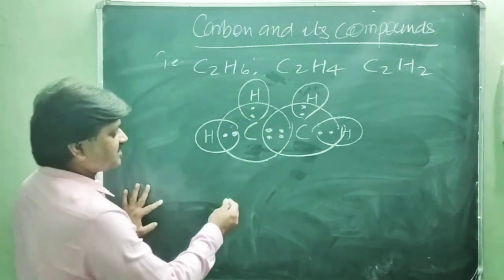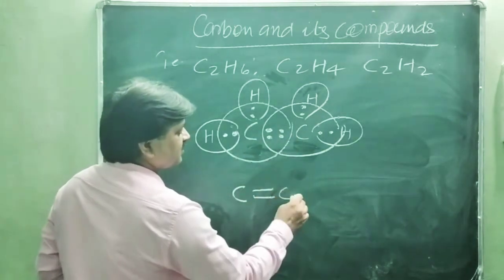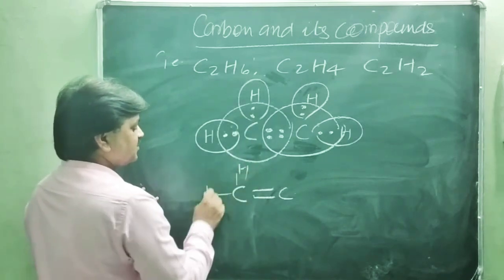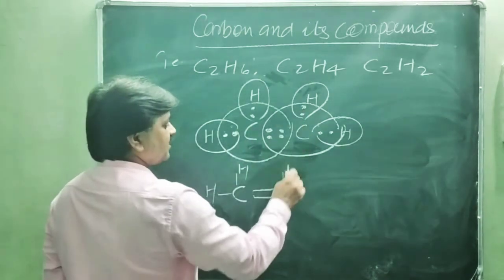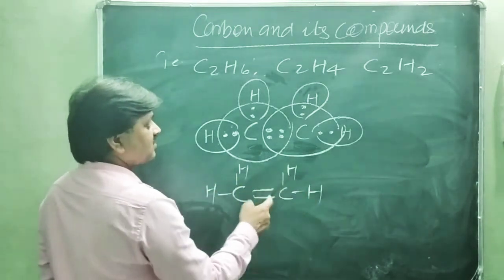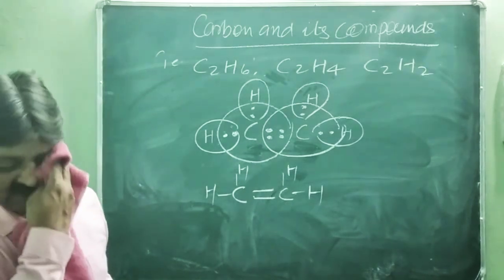So what is the bond structure? The 2 carbons share 2 electrons with each other, so there is a double bond between them. 1 electron is shared with hydrogen, so 1, and this is 1. This is hydrogen, 1 and 1. So 1, 2, 3, 4, 1, 2, 3, 4. This is the way to write the electronic dot structure.